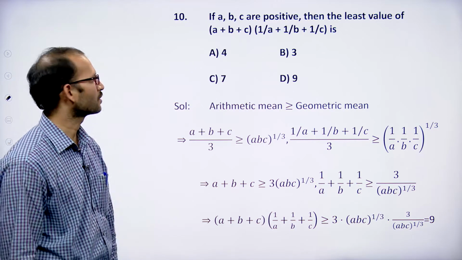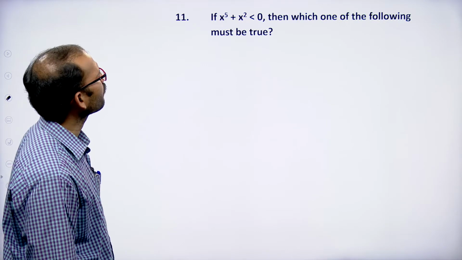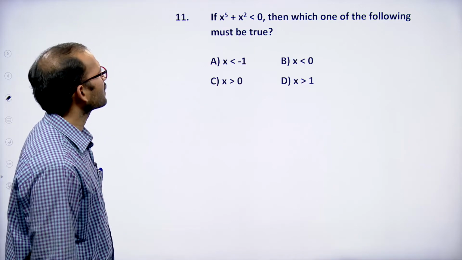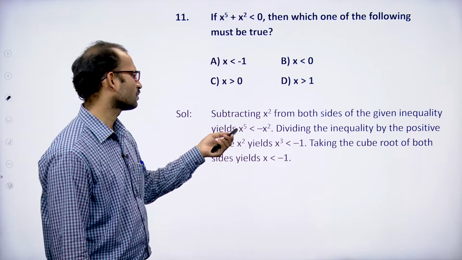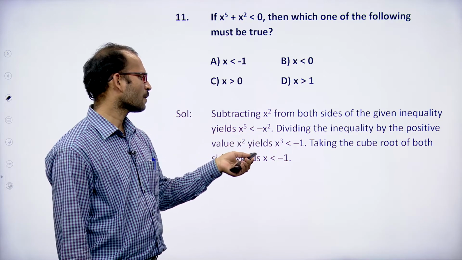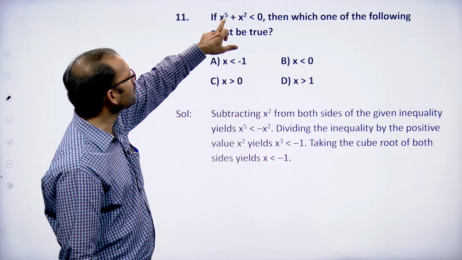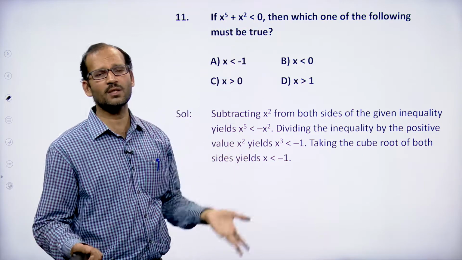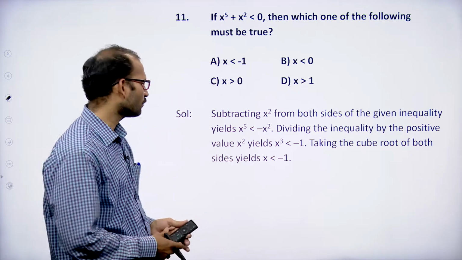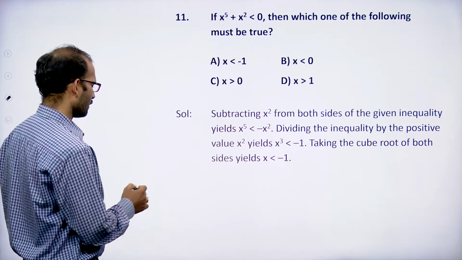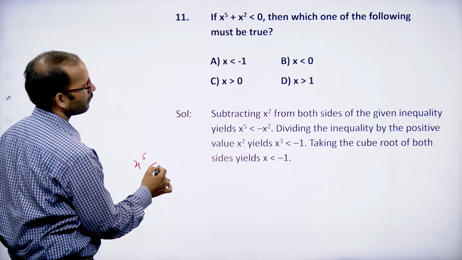Is it okay? Yes. Right, coming to the next question. X power 5 plus x square less than 0, then which of the following must be true? X less than minus 1, x less than 0, x greater than 0, x greater than 1. Subtracting x square from both sides, you will get x power 5 less than minus x square. And x square I can take common because x square cannot be 0. If x square is 0, then x will be 0, 0 plus 0 is 0, and 0 less than 0 is not true, right? So therefore x square cannot be 0. When x square cannot be 0, x square must be positive. So therefore x power 5 is less than minus x square.